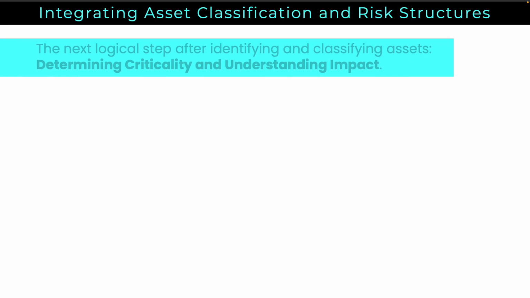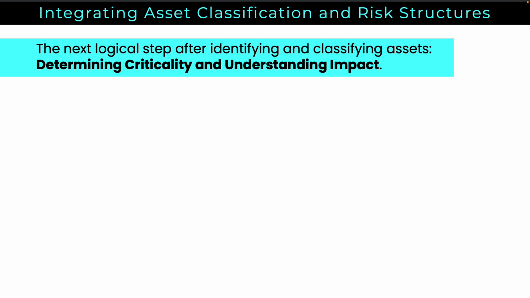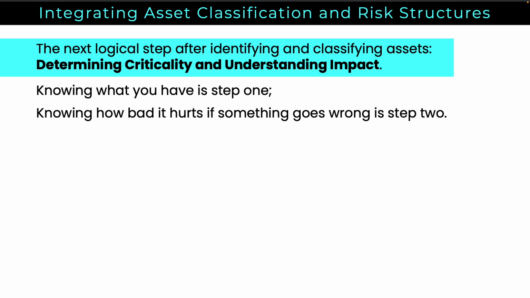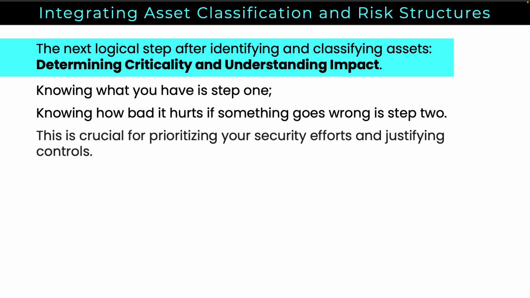So if we dig in a bit deeper here, the next logical step after you identify and classify assets is determining their criticality and understanding impact. Knowing what you have is the first step, and then knowing how bad it hurts if something goes wrong is step 2. And that's going to be very important for prioritizing your security efforts and justifying the controls and the cost of those controls and the effort it takes to put them in.